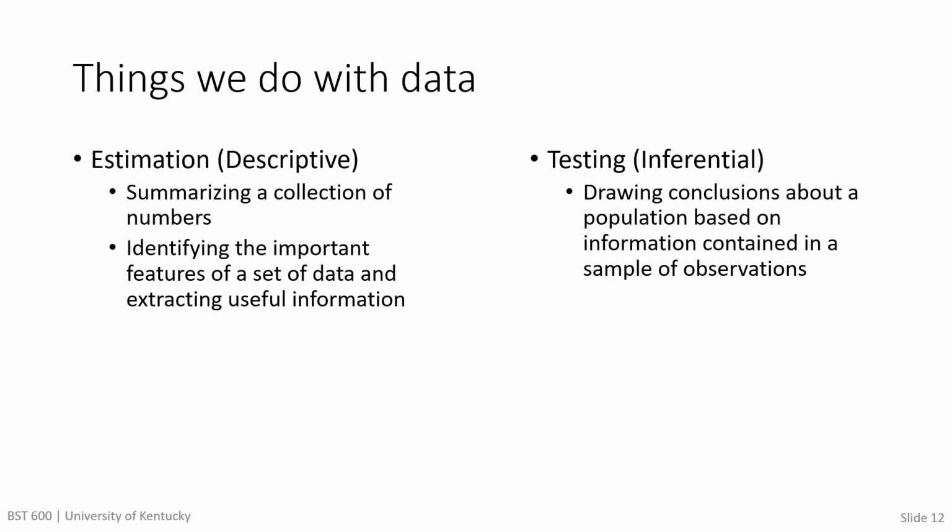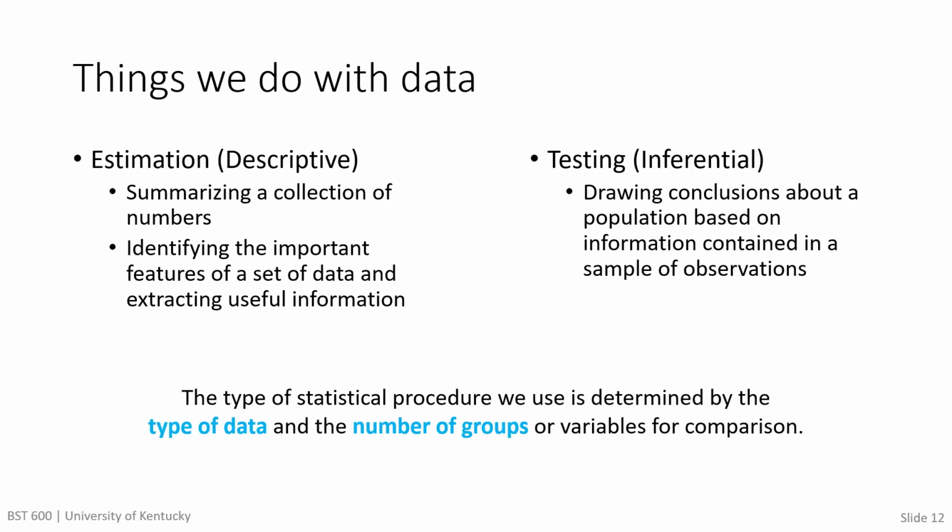There are also what we call inferential methods, or more commonly testing. And what this is going to do is draw conclusions about a population based on information contained in a sample of observations. So in other words, if you only have sample data, how can we use that information to extend it past the group that we collected the data from?